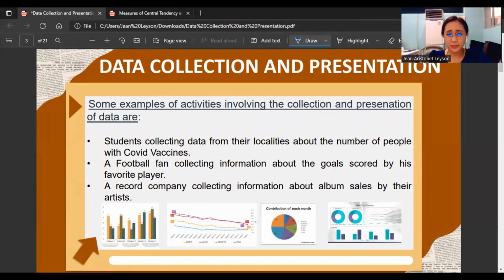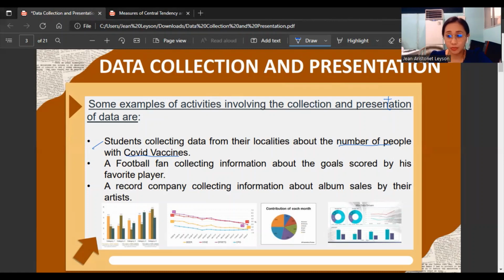So here are some examples of activities involving the collection and the presentation of data. First example is students collecting data from their localities about the number of people with COVID vaccine. Suppose your teacher in research or in science instructed you to collect information about the number of people who were already vaccinated. There are actually many ways to do this.